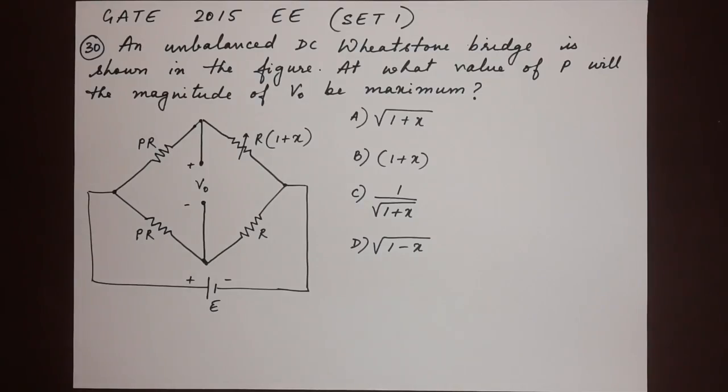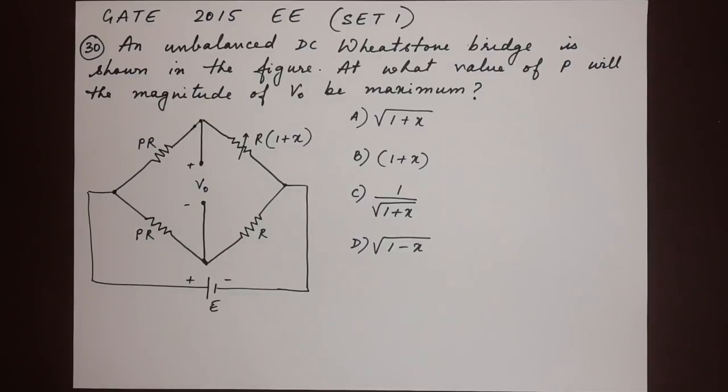Here's the next question, number 30. An unbalanced DC Wheatstone bridge is shown in the figure. At what value of P will the magnitude of V0 be maximum? So we have our options given to us: root of 1 plus x, 1 plus x, 1 by root 1 plus x, and root of 1 minus x.